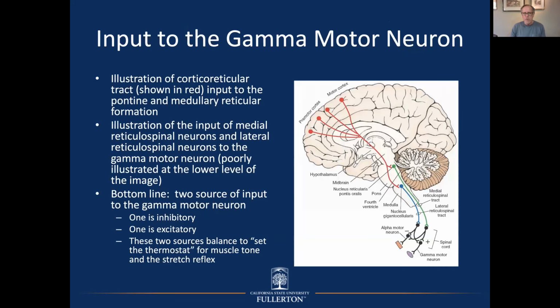This figure shows the tracts we're talking about and their input to gamma motor neurons. So starting up here in the motor cortex, and note we're looking at the red part of this.